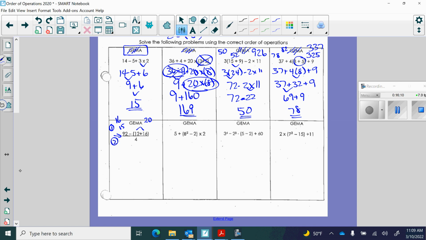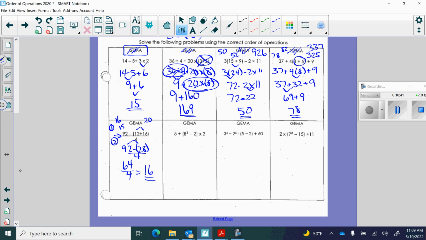Okay, let's see. So I'm doing this grouping symbol first, so 92 minus 28 over 4. Just the subtraction on the top now, 92 minus 28 gets me 64, divided by 4. 16. So I'm done with the top. There's nothing else on the bottom, equals 16. Okay, answers on the next one.